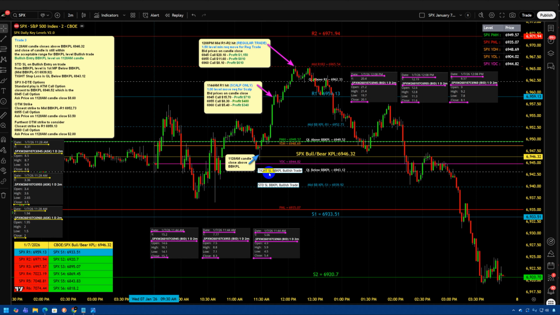Now on this, our stop losses are still going to be level based on the entry. However, they're going to be the reverse of what we had before when we had the bearish trade off of the BBKPL. This is now a bullish trade. So if you're going to use the tight stop loss, it is the QL below the BBKPL. And the standard stop loss is going to be the first midpoint below the BBKPL.